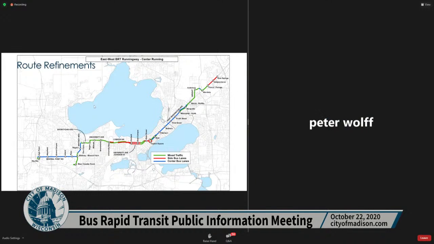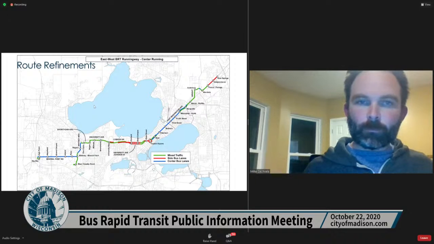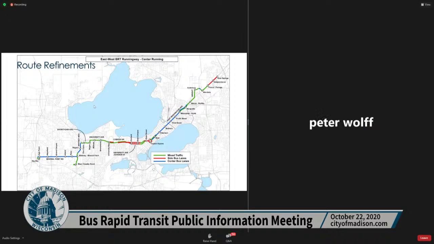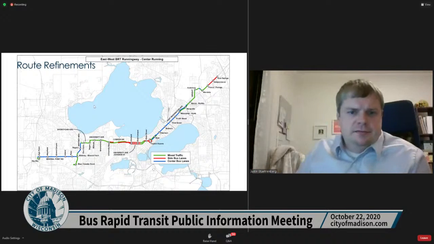Yeah, I thought I just heard something about taking the local buses off of East Washington Avenue. Is that right? Was there talk of BRT on East Wash? Yeah, it would only be BRT on East Wash. Yes, that's correct.